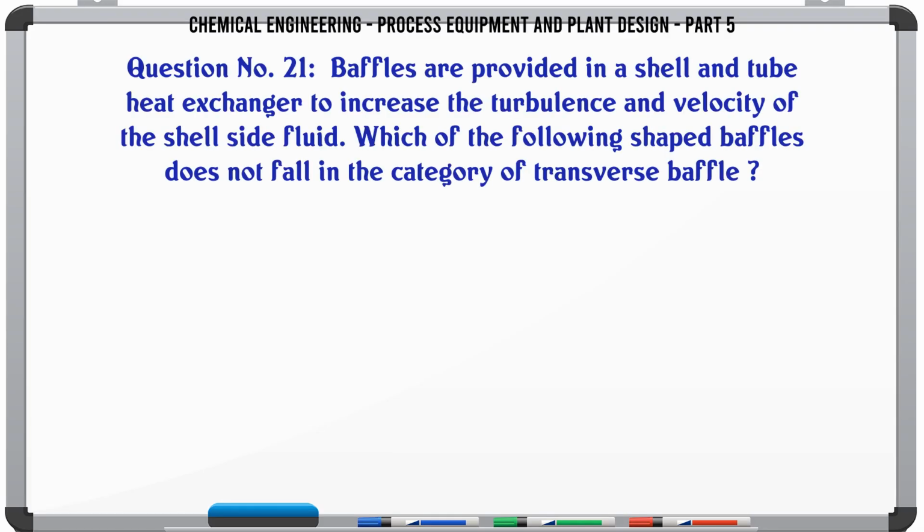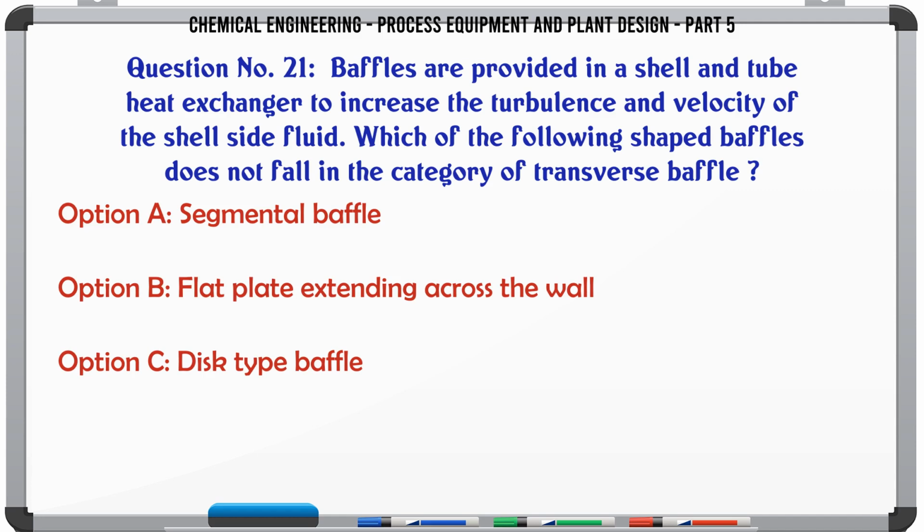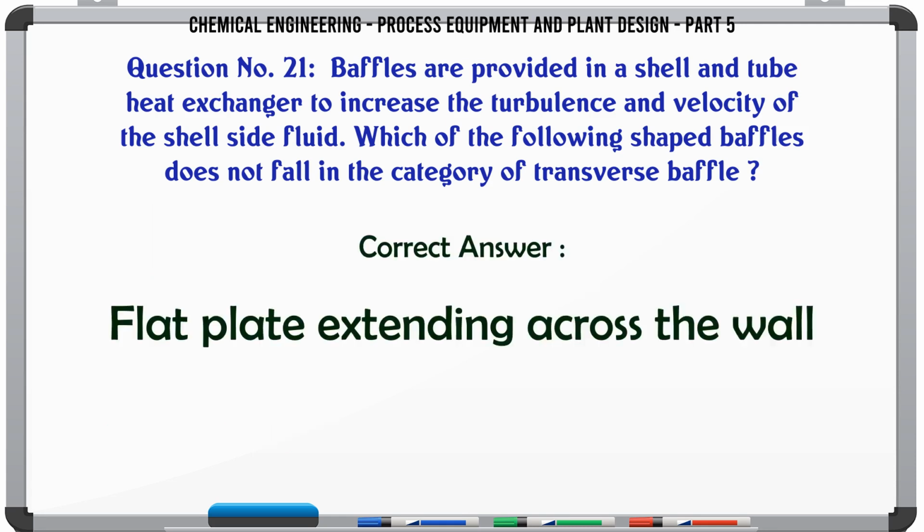Baffles are provided in a shell and tube heat exchanger to increase the turbulence and velocity of the shell side fluid. Which of the following shaped baffles does not fall in the category of transverse baffle? A. Segmental baffle, B. Flat plate extending across the wall, C. Disc type baffle, D. Helical type baffle. The correct answer is flat plate extending across the wall.